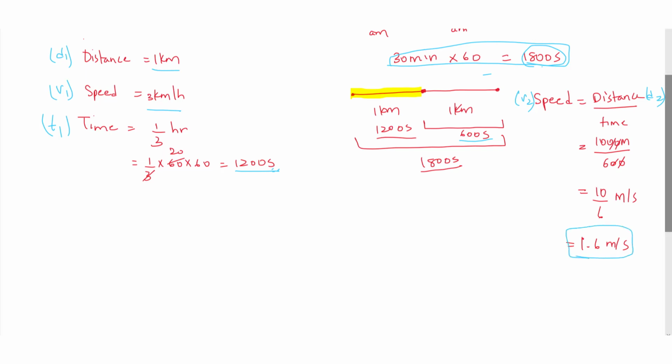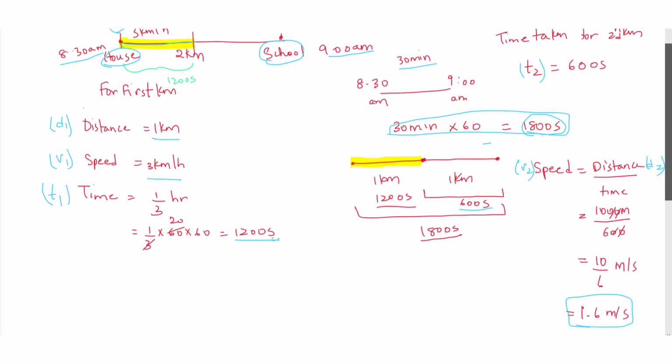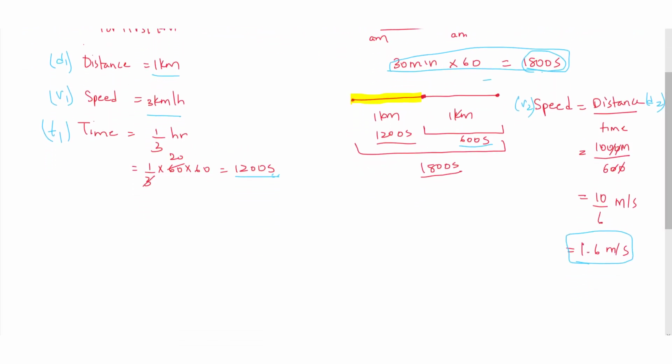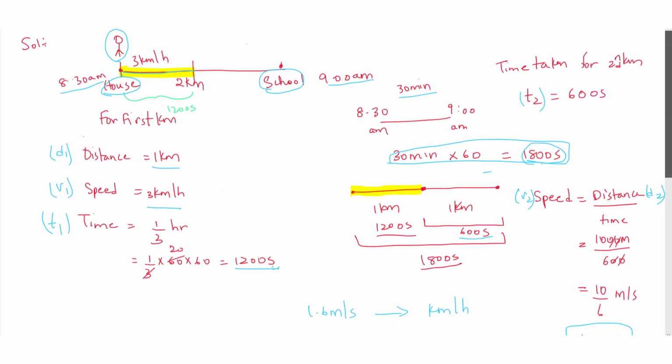So he'll have to move at 1.6 meter per second. Or if you want to convert it into kilometer per hour, you can convert 1.6 meter per second to kilometer per hour by multiplying by 18 by 5. So 1.6 into 18 by 5 is equal to 16 by 10 into 18 by 5, which will be equal to 5.76 kilometer per hour. I hope you understand this question.